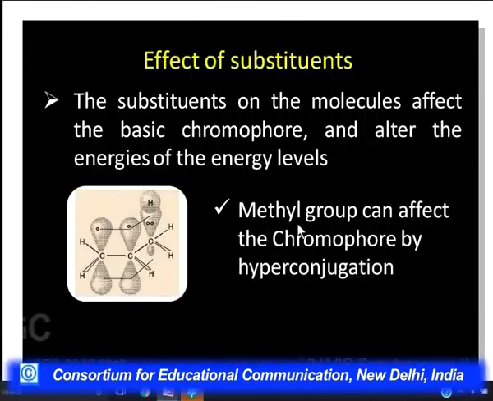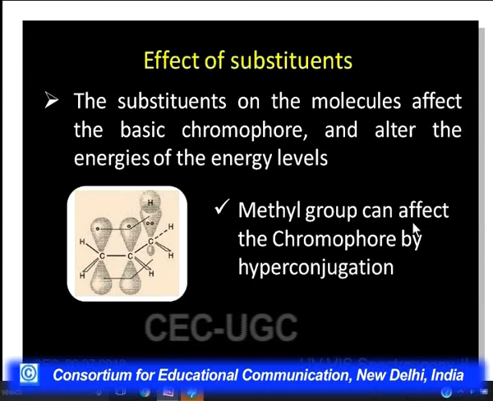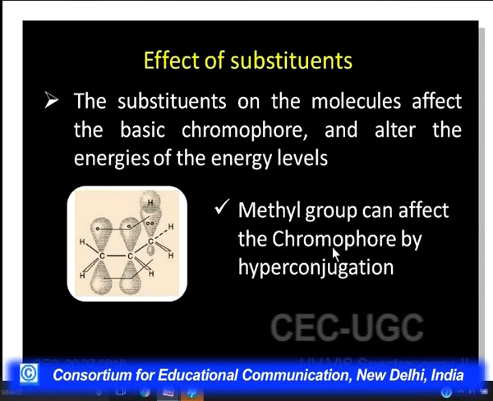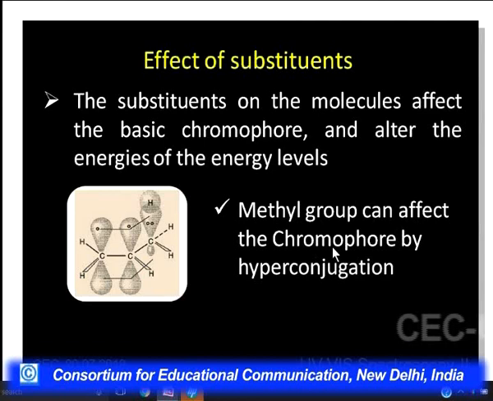Now there are certain substituents there. They also affect the energy levels, and as a consequence they change the position of the lambda max. I'll just give you an example. In this case, we find that the methyl group, which is one of the typical, common substituents, can affect the chromophore by hyperconjugation.